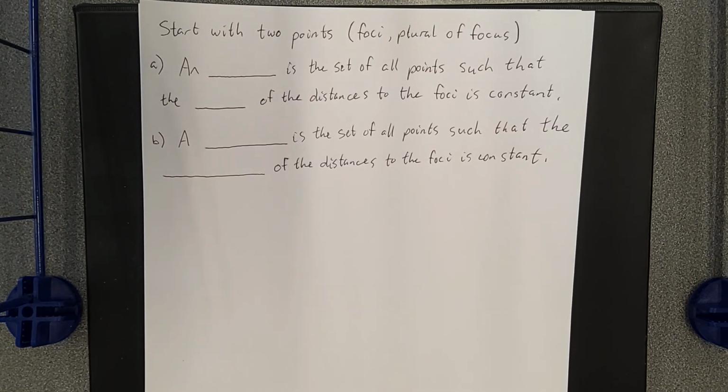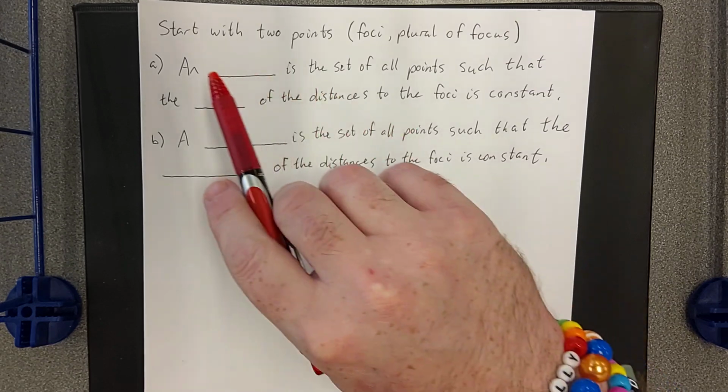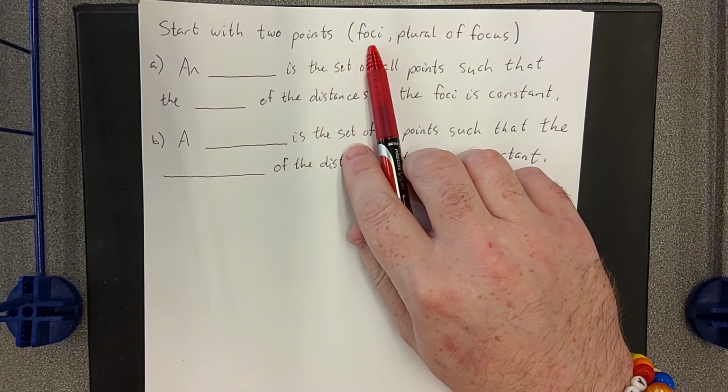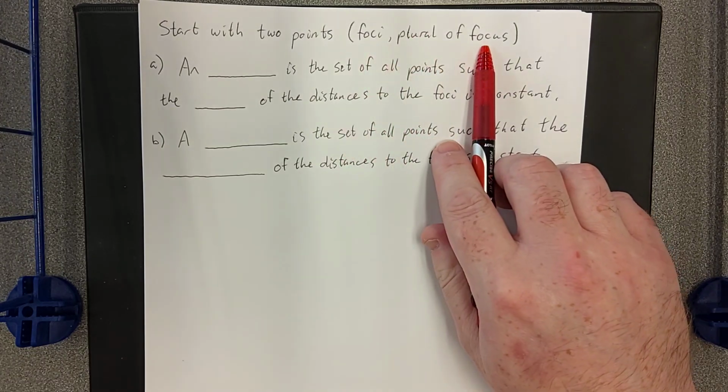In order for us to adequately talk about the concept of the hyperbola, I wanted to start with a definition. This is the same definition that we would have seen regarding last section. So we're going to start with 2 points. We're going to refer to those as foci or foci. Both of those pronunciations are correct, which is the plural of focus.